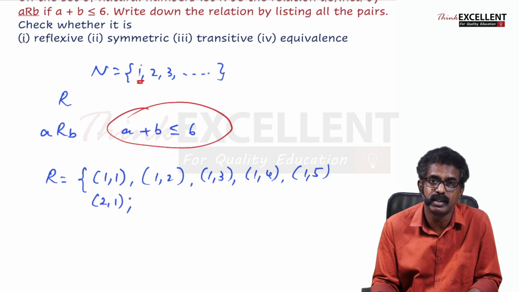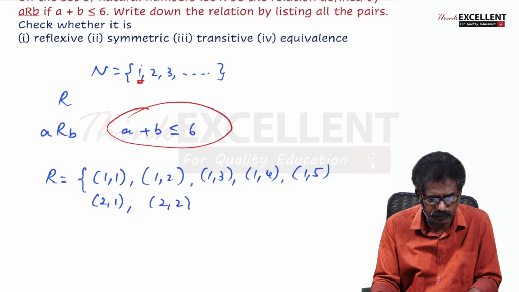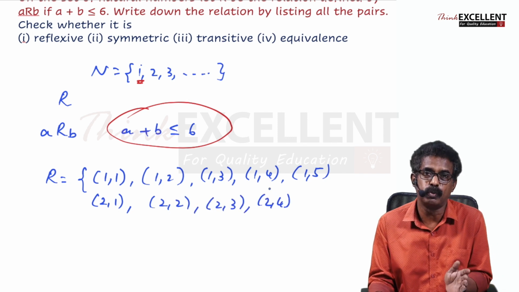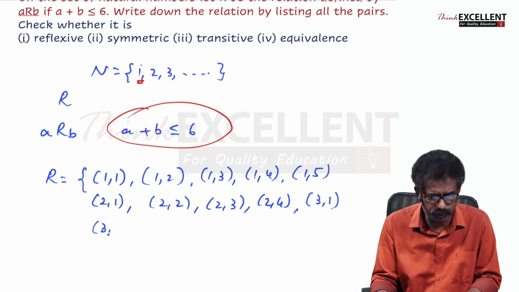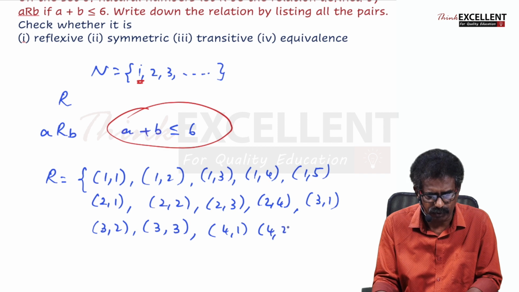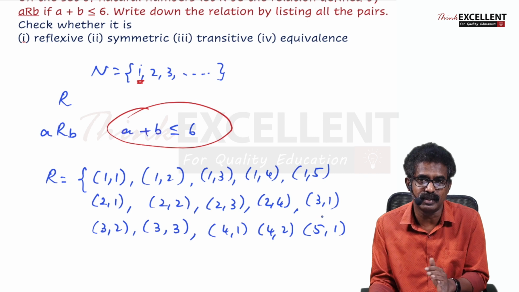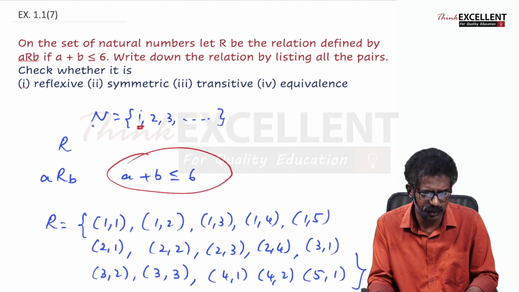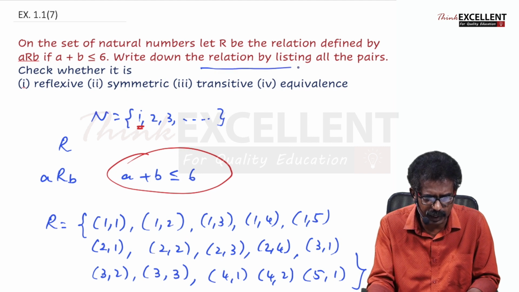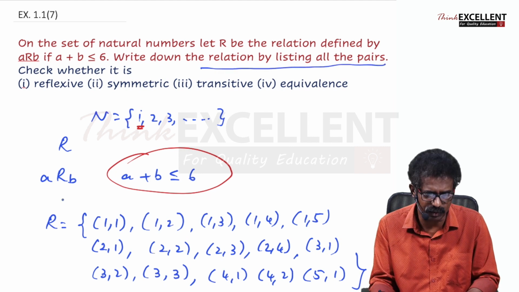2, 1 you can take. 2, 2. 2, 3. 2, 4 you can take. Because 2 plus 4 is 6. Now 3, 1. 3, 2, up to 3, 3 you can take, right? 3 plus 3, 6. 4, 1, 4, 2, that's all. 5, 1. 5 plus 1 is 6. 6 you cannot take. 6, 1 means it becomes 7, right? So this is R. This is what they asked first. Write down the relation by listing all the pairs.